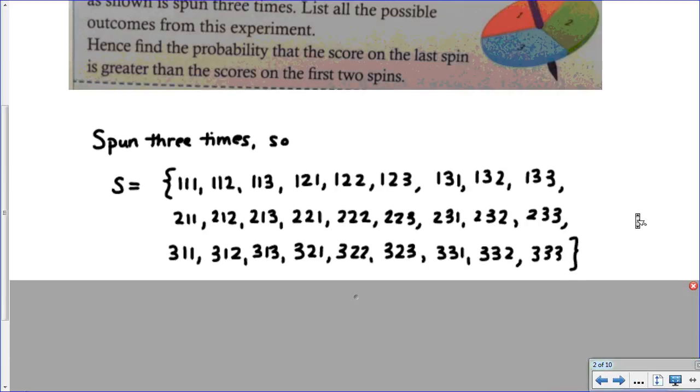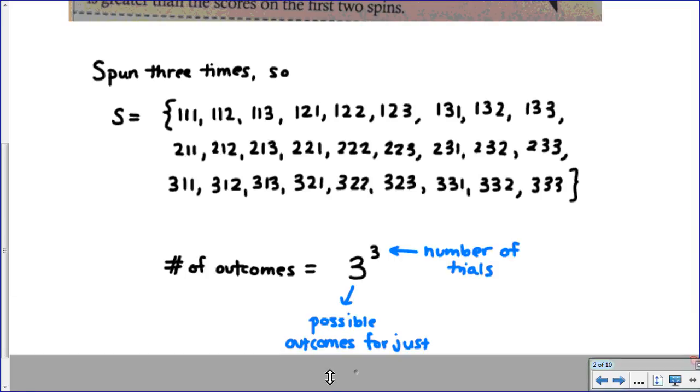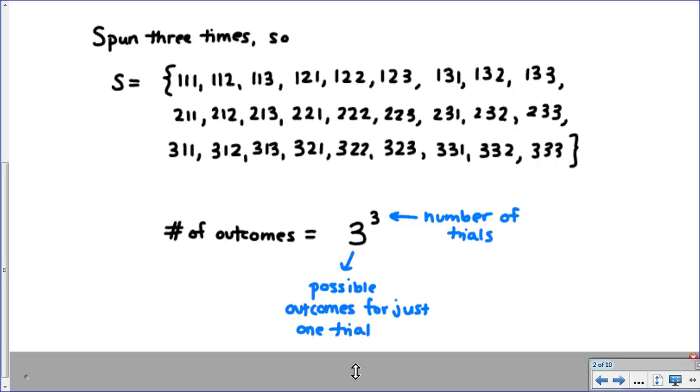And in order to double check if you've gotten them all, it can be helpful to use this little formula, which is that the number of possible outcomes in something like this is going to be the possible outcomes for just one trial. So basically, when you spin this spinner, there are 3 possibilities. Or when you flip a coin, there are 2 possibilities. Roll a dice, there are 6 possibilities. Whatever the total number of outcomes is for the one trial, raised to the power of however many trials you are doing it. So in this case, spinning it 3 times.